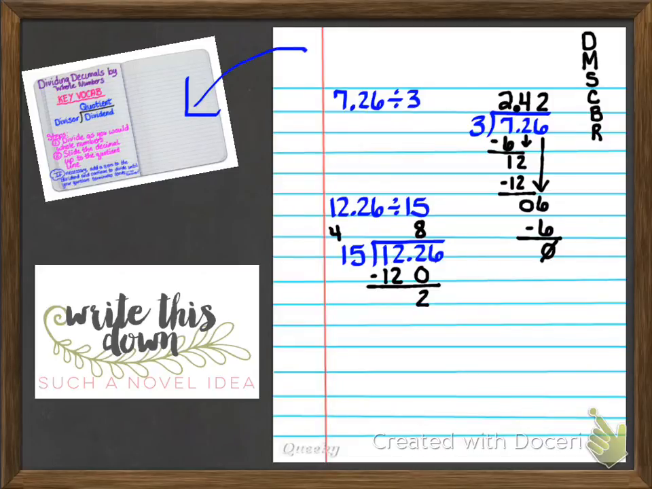15 does not go into 2. I'm going to bring down my 6. And now I get 26, and I start all over by dividing. 15 goes into 26 only one time. 1 times 15 is 15. When I subtract, I get 11.